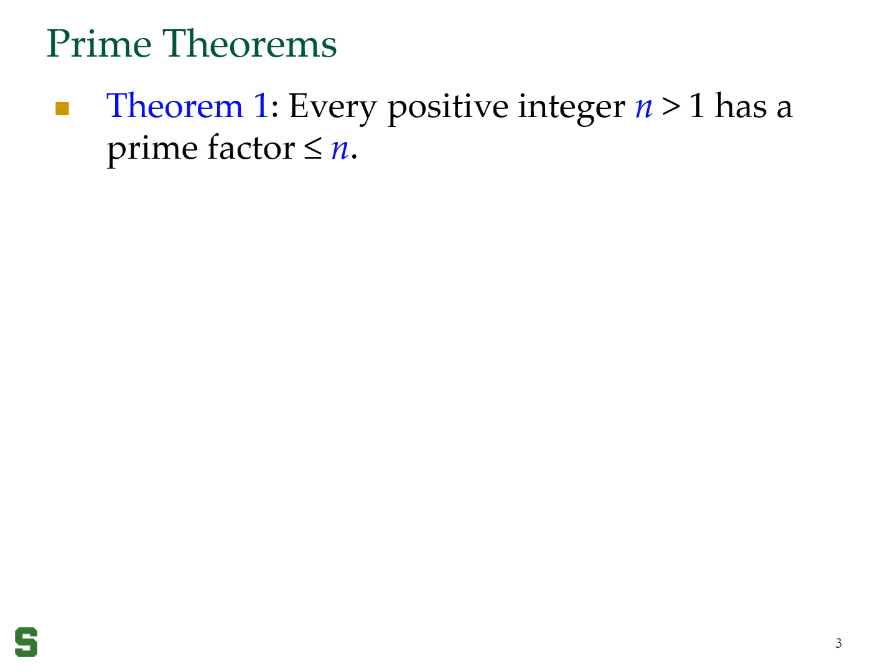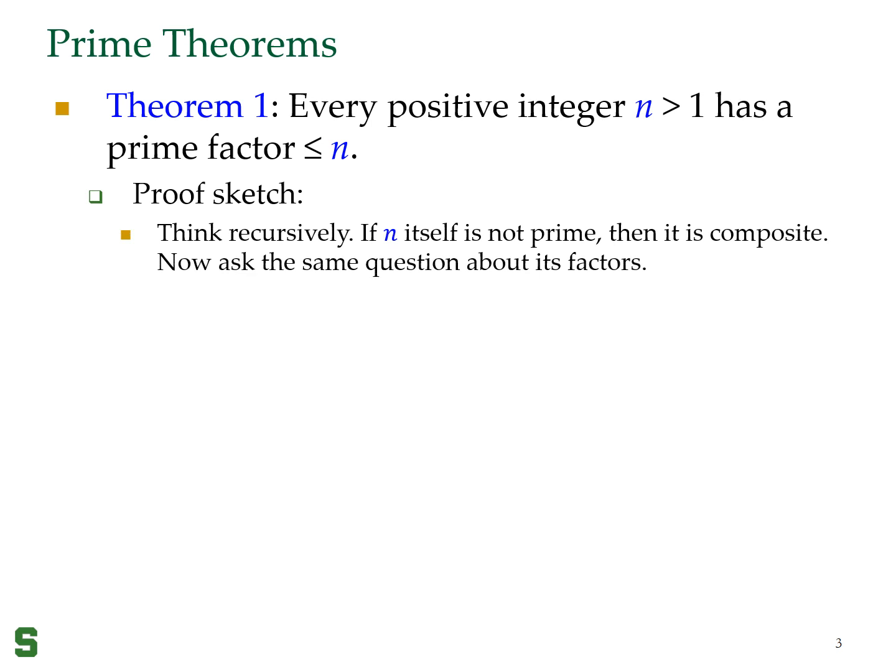So we're going to go through some properties of prime numbers. The first property is: if I have a positive integer n greater than 1, it has a prime factor that is smaller. Now we can do this recursively. If n itself is not a prime, then it is composite. That means it has factors, and we can ask the same question about the factors, and if that factor is a prime, we are done.